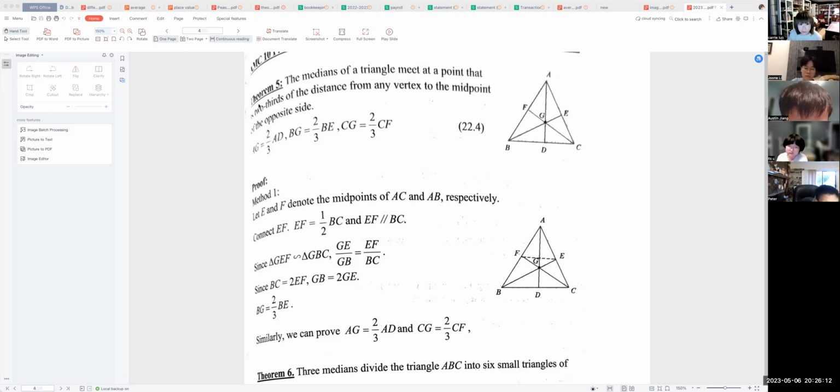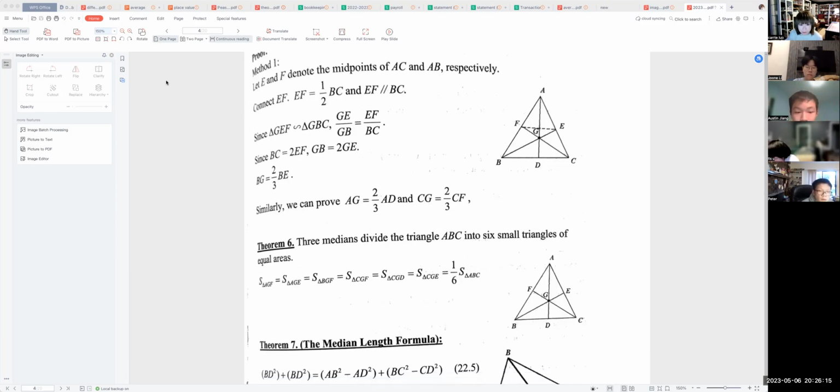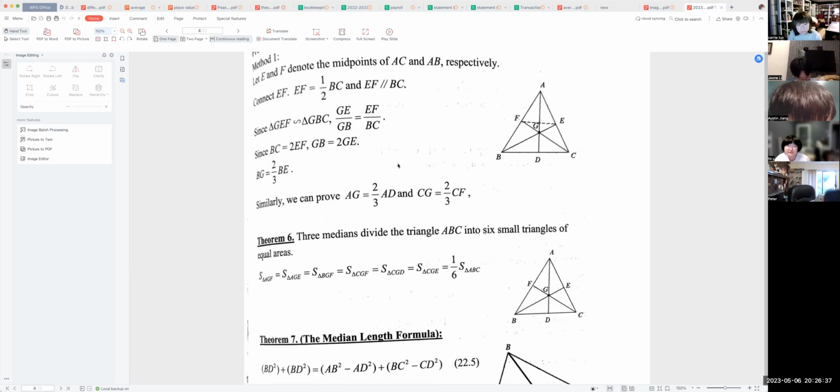Okay, so if you copy down, we're moving forward to theorem 6. 3 medians divide the triangle ABC into 6 small triangles, all of which actually equal each other. 但是前提是它每一条都是对角的中线啊，也就是说 every single line here, these ones are equal to each other, this one equals to each other, and this one equals to each other. 每个三角形都一样，分别是1/6 of this. Did you follow, copy down?